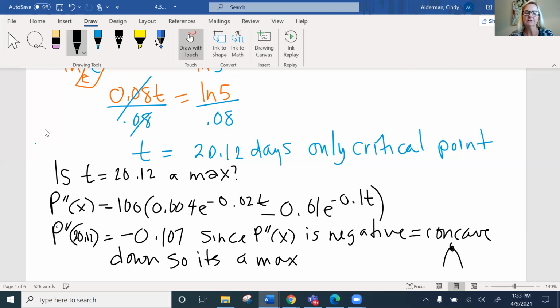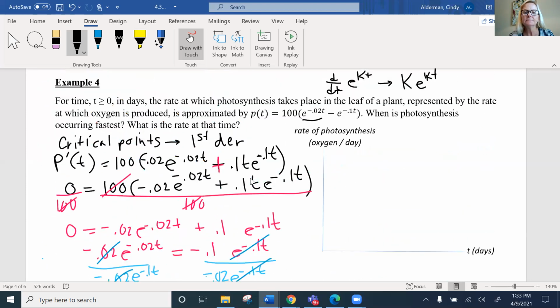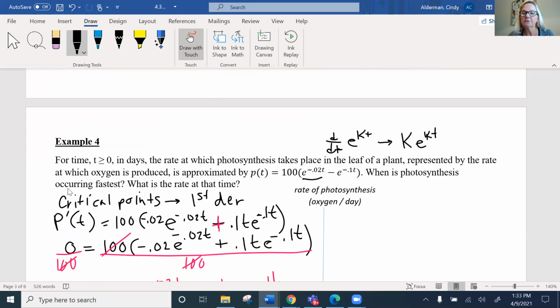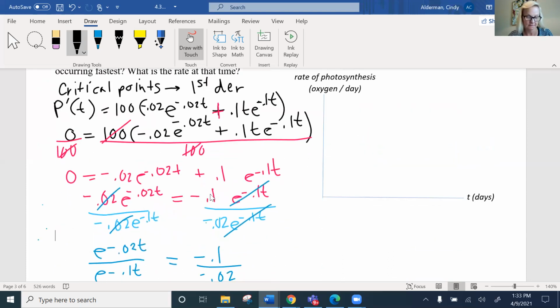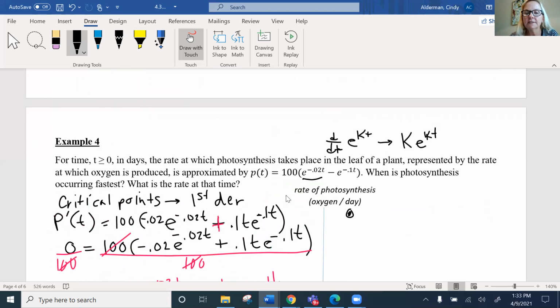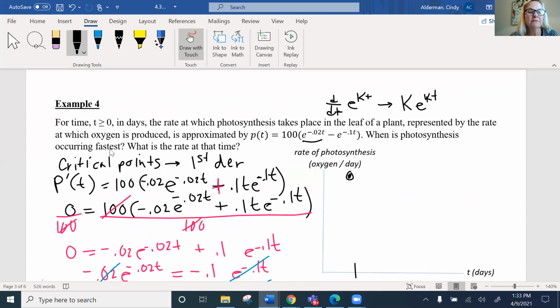So the other question they're asking us, so we know it's the max, right? When is photosynthesis occurring the fastest? All right, so we know that this is a max here. Let's say this is 20.12, right? We know that this is the max because we just did the second derivative test on it. So if they're asking when is photosynthesis occurring the fastest, well, this is the rate, right? So the highest Y value here would be at 20.12. And then they say, what is the rate at that time? So they're asking for the Y value.